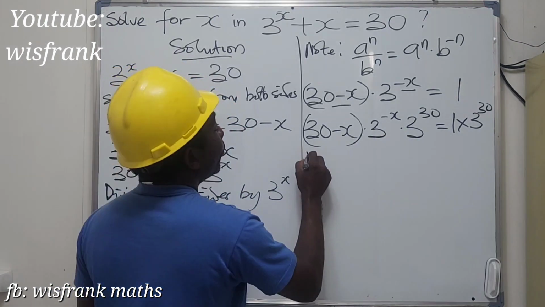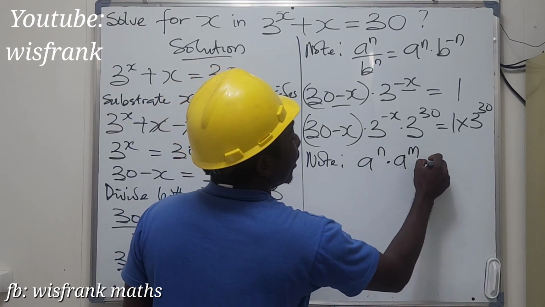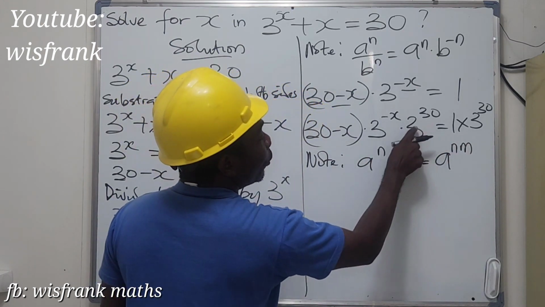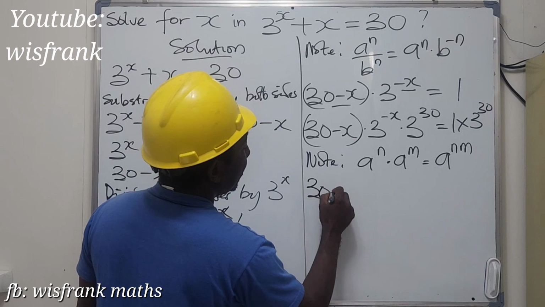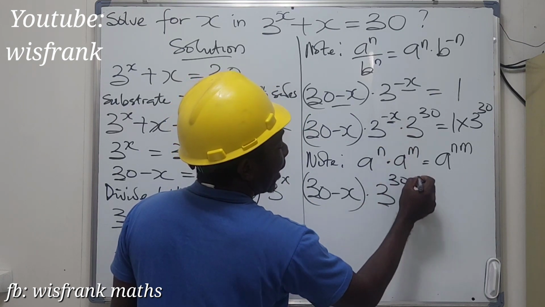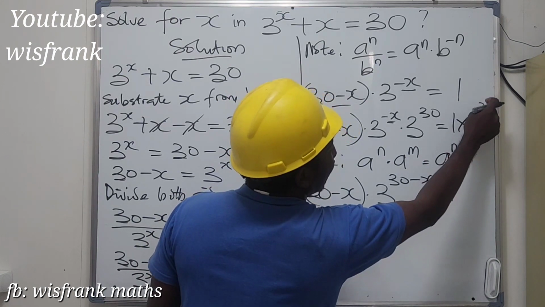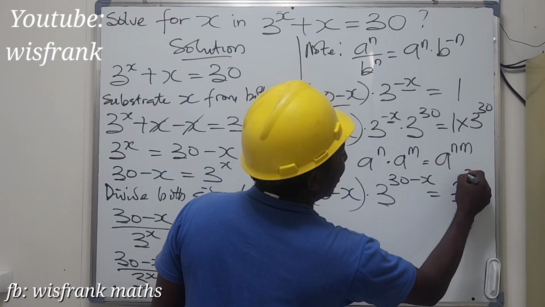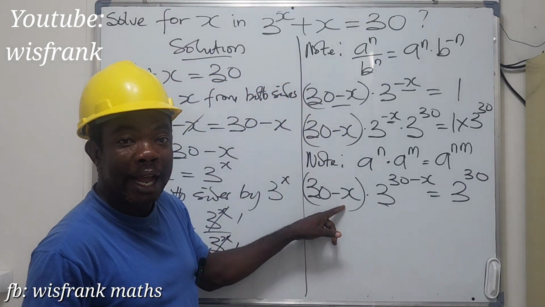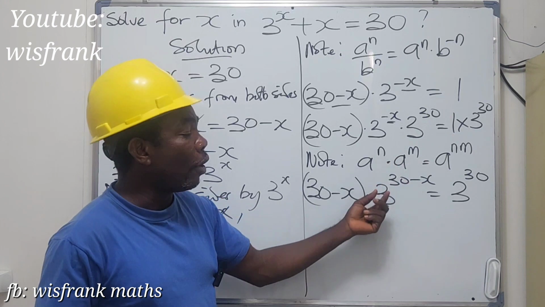So we say note, when we have a to the power of n times a to the power of m, it is the same thing as a to the power of n plus m. So this is what we are going to do here. Here will become 30 minus x times 3 to the power of 30 minus x equals 1 times 3 to the power of 30, which equals 3 to the power of 30. So you can see that we have this 30 minus x here as the product of 3 and also have 30 minus x here as the exponent of this 3.